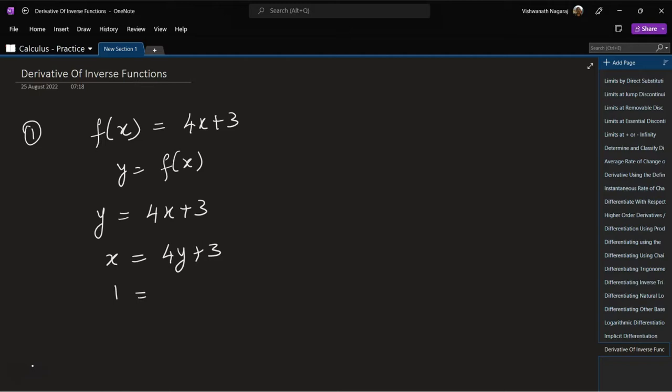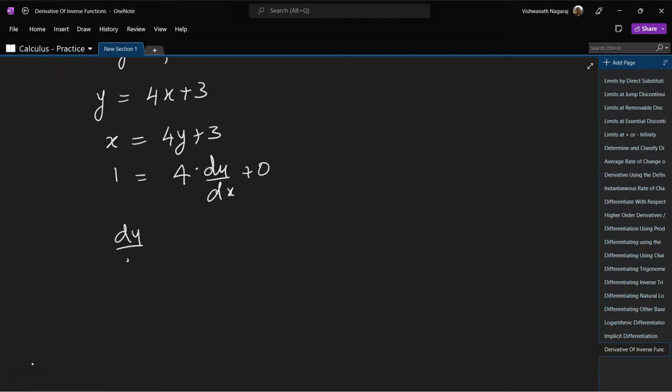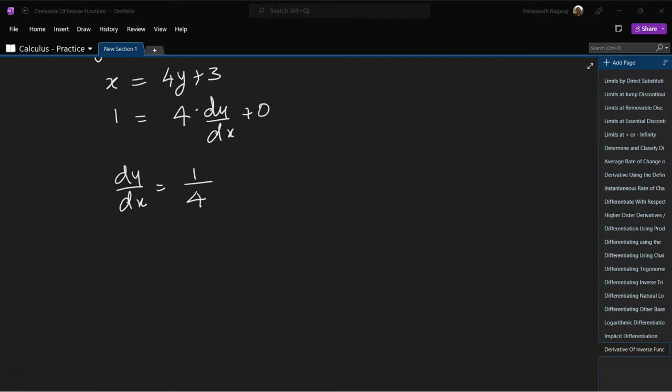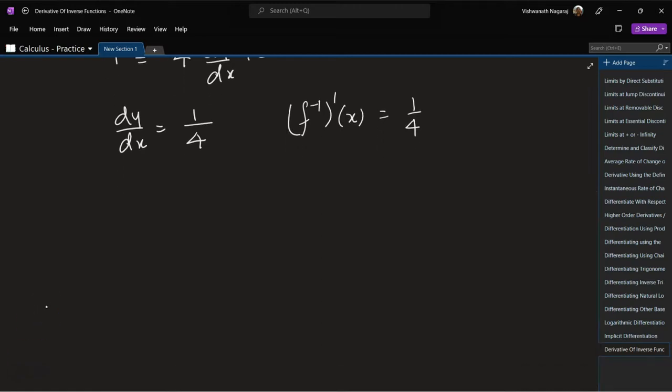So 1 is equal to 4 dy by dx plus 0, which gives us dy by dx equal to 1 by 4. And finally, we can write this as f inverse prime of x is equal to 1 by 4. We can write this, but while solving these problems, I will not be writing it, but you should write it in that form.